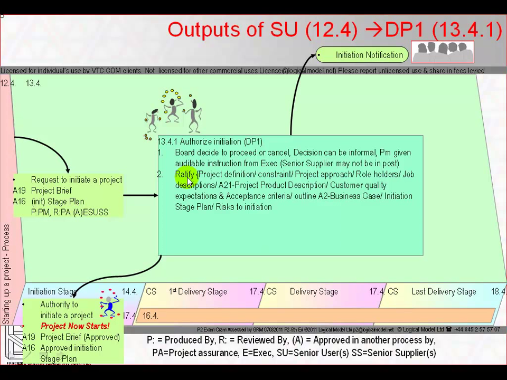A few other quotable notes are that DP1, otherwise known as Authorizing Initiation or 13.4.1, formally confirms appointment of the project management team to roles that they have agreed and obtains and secures a commitment from corporate and program management of the resources needed to complete initiation. Also, the senior supplier may not yet be in post, so will not participate in the approval of the project brief.